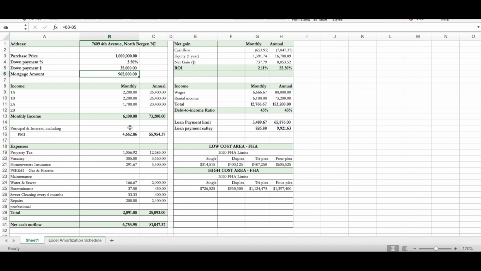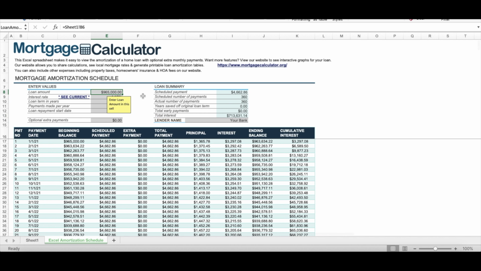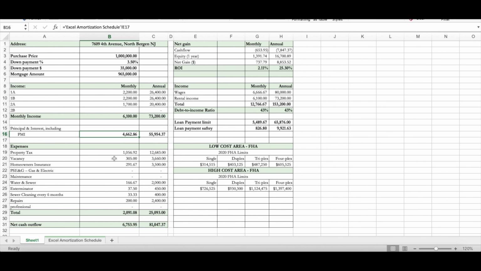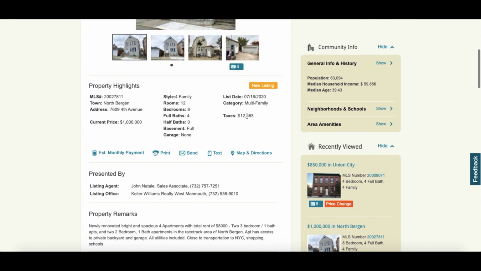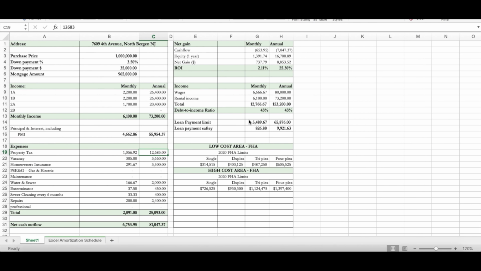So here is the mortgage payment plus PMI. I included a higher interest rate. I put 4.1% because my interest rate based on my credit score would be 3%, and then I added another 1.1% for mortgage insurance premiums. That's how I get the calculation. Now the property taxes come from the website, $12,683. I put that in here.